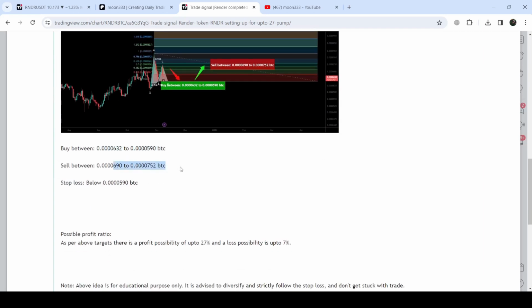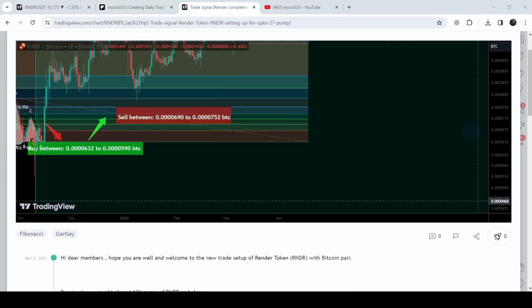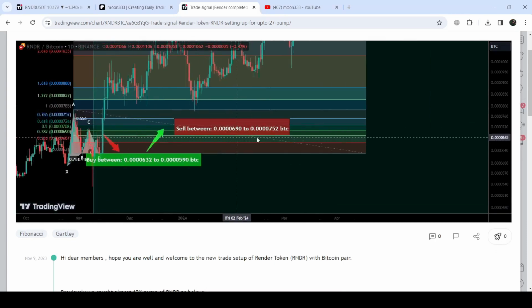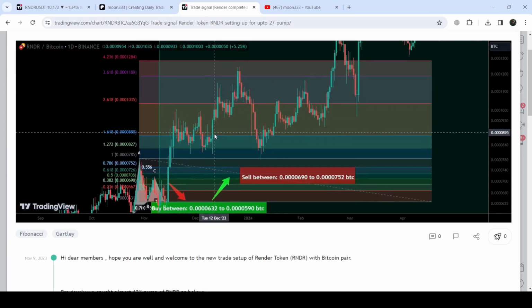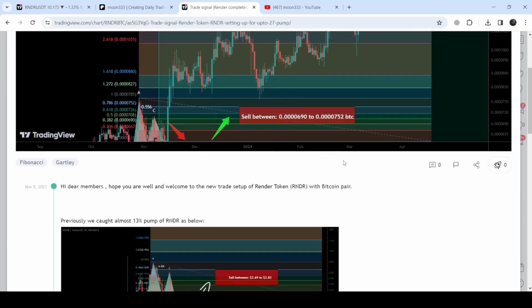This was the buying range, the sell target zone, and the stop loss. And if I play this chart, you can see that the price line started another very massive reversal from this buying zone. And this was almost 111%, a very massive pump.